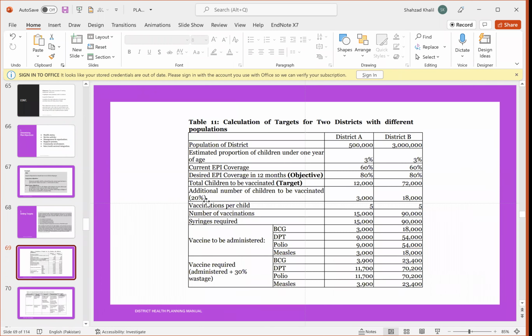So again, this is the calculation of targets for two districts with different populations. District one with a 5 lakh population is to distribute 30,000. So we divide by the EPI coverage, then decide the EPI coverage. These are the objectives. The ultimate target is the total children to be vaccinated. And again, you can see the difference according to the population, the number of facilities, and the number.